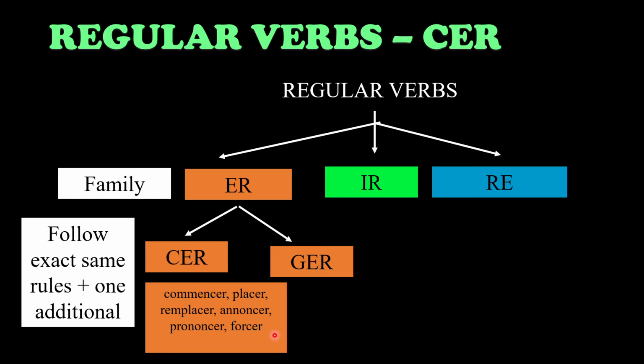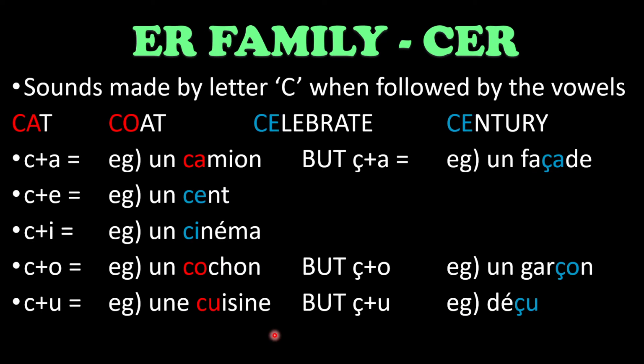Before we get into the nitty-gritty of how you conjugate them, we need to do a little bit of pronunciation work. In English, when we talk about the letter C, it makes two different sounds. One is the k sound, which is the hard C sound, which I've represented with red here, and another sound is the S sound, which is a soft C, which I've put in blue.